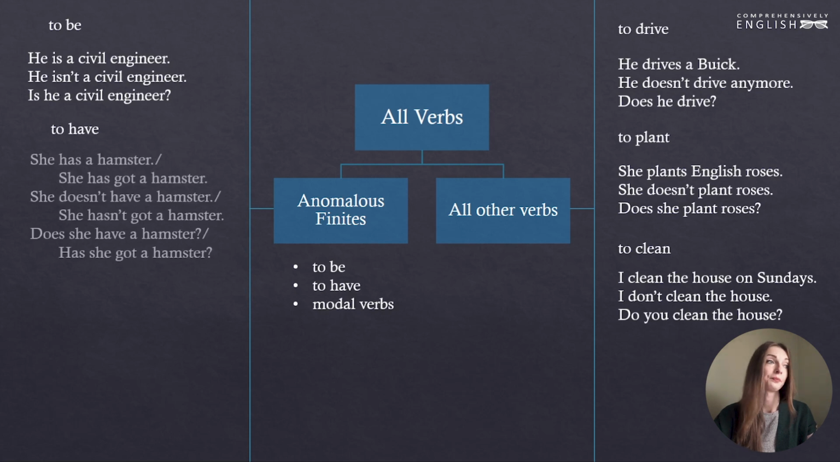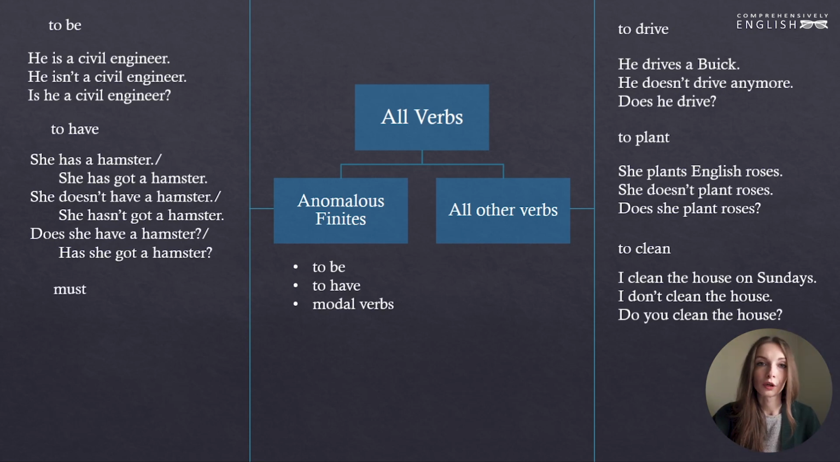To have, we can say she has a hamster or she has got a hamster. She doesn't have a hamster, she hasn't got a hamster. Does she have a hamster? Has she got a hamster? We can go both ways, yeah, we can use both has and has got. Have can function as an auxiliary verb, so there is a set of rules to follow.